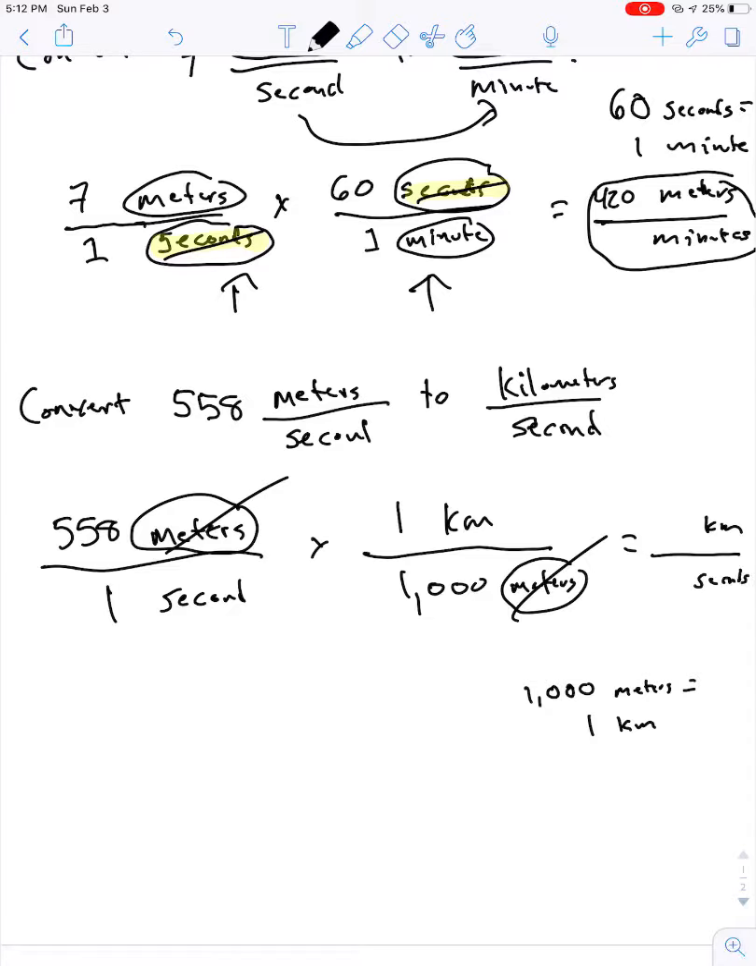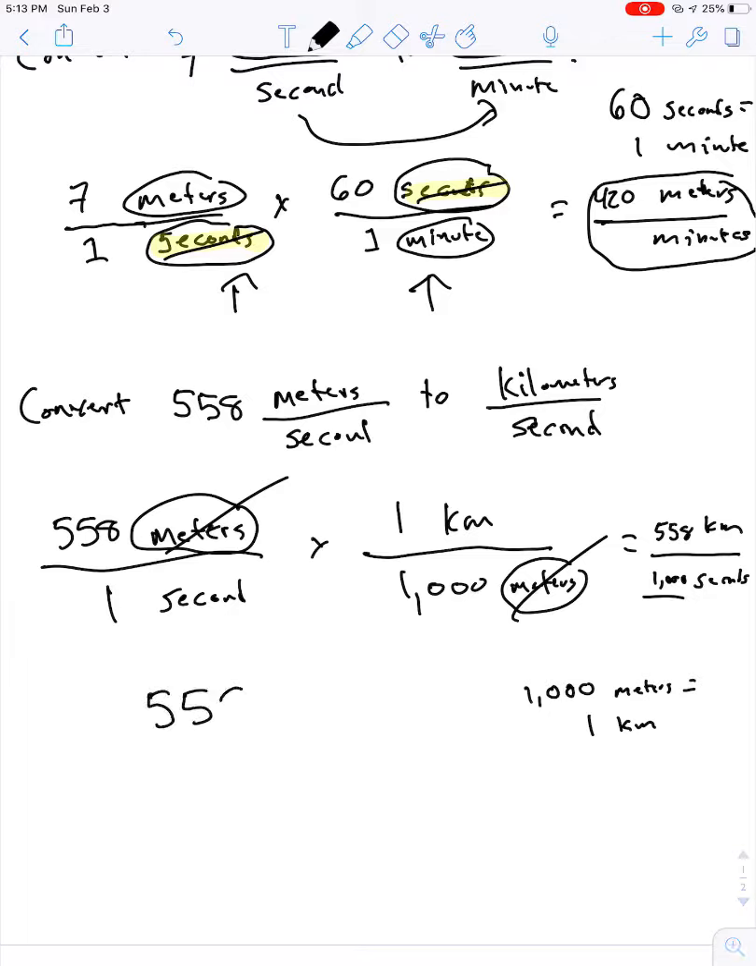558 times 1 is 558. 1 times 1,000 is 1,000. So I'm left with 558 kilometers per 1,000 seconds. Now I could divide numerator divided by denominator to give me my answer, but let's think about this for a second. It's 558 kilometers per 1,000 seconds. So I actually need my decimal to be in the thousandths place, because the denominator as a fraction is in the thousands place. Well, 558 to the thousandths place.